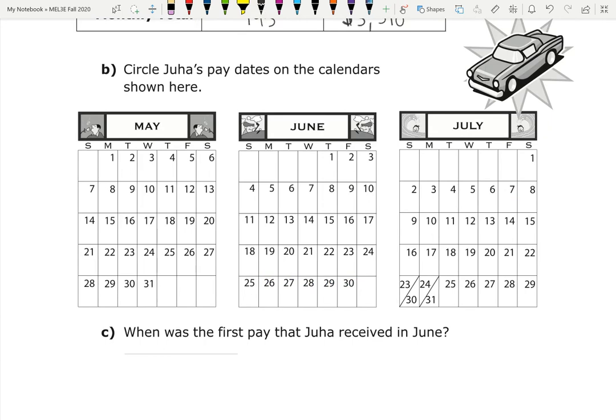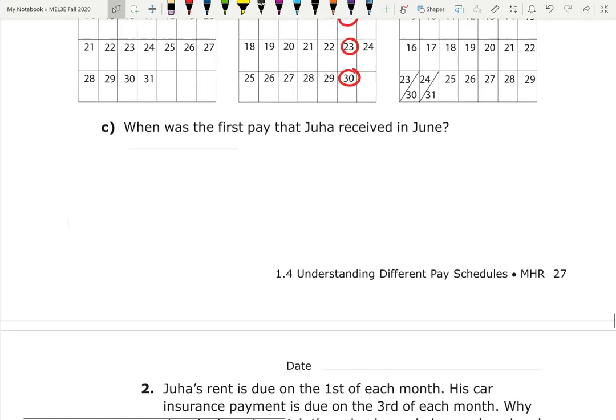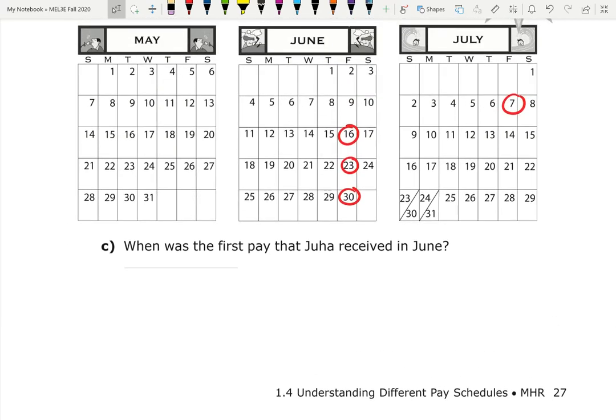Circle Joa's pay dates on the calendar shown here. Moving on. When is the first pay that Joa receives in June? So in June, he goes all the way to the 16th before he gets paid. That's the first pay he receives in June. So June 16.